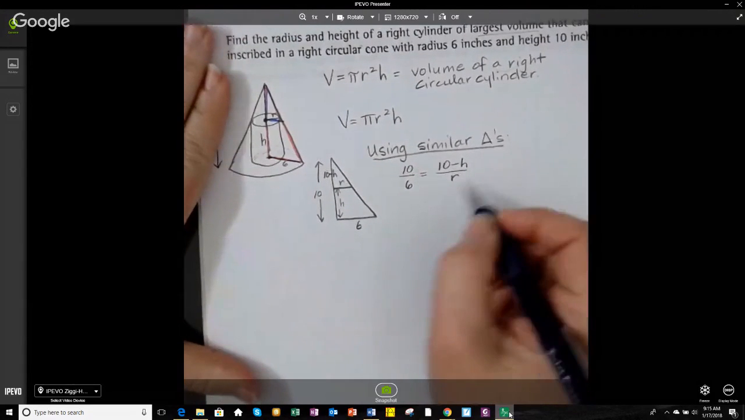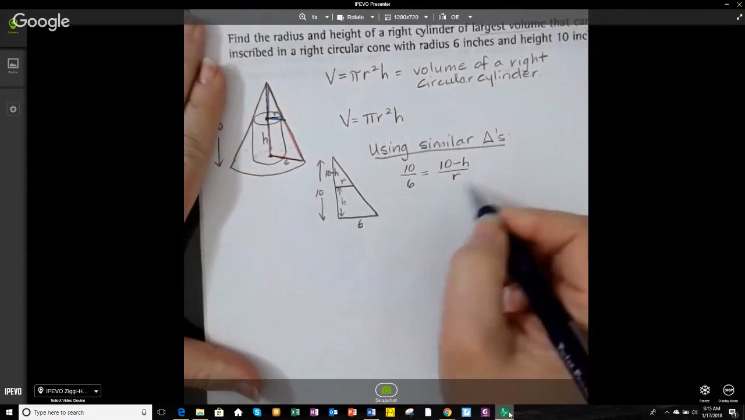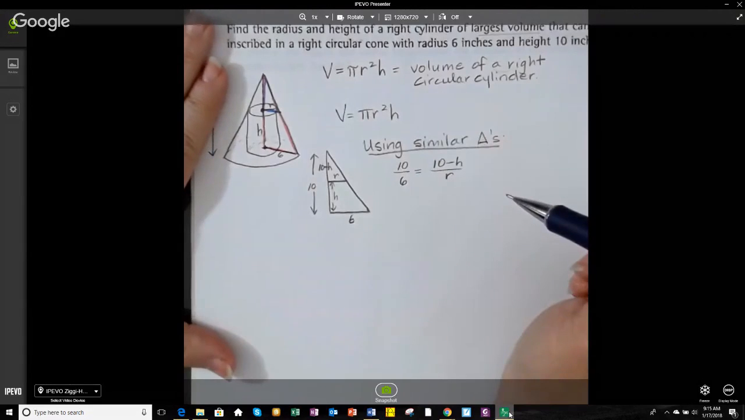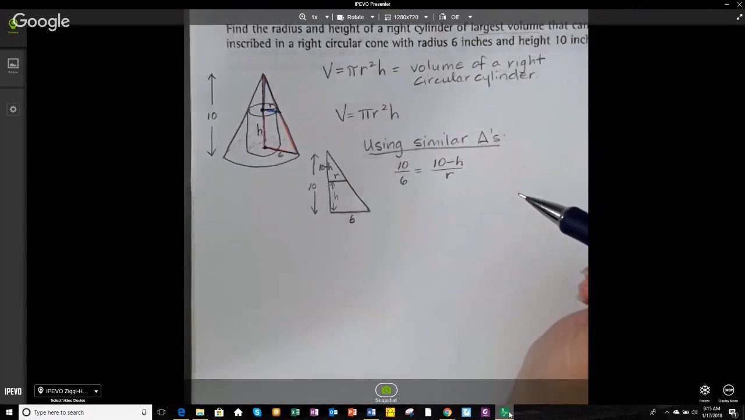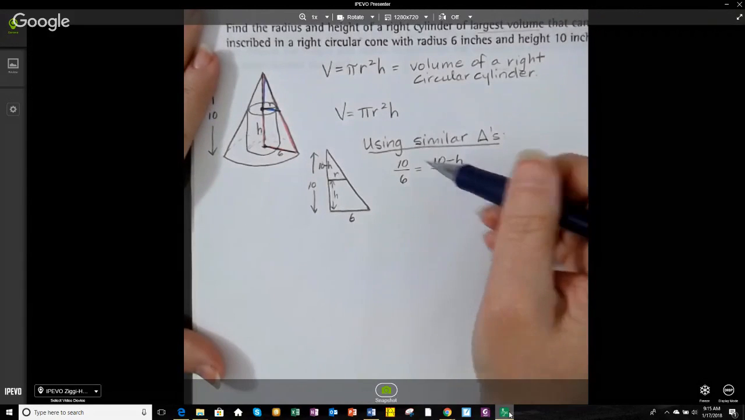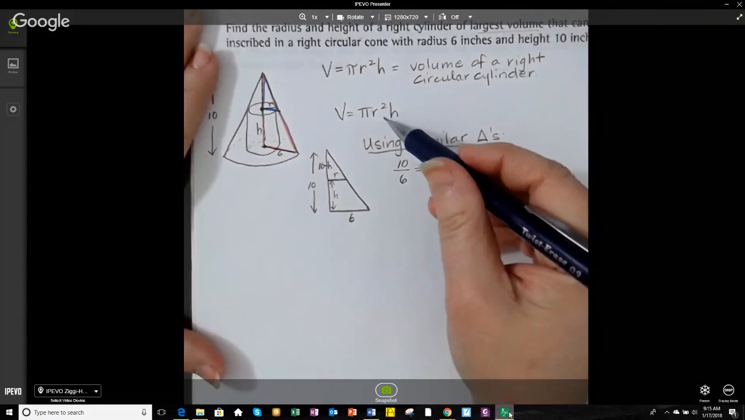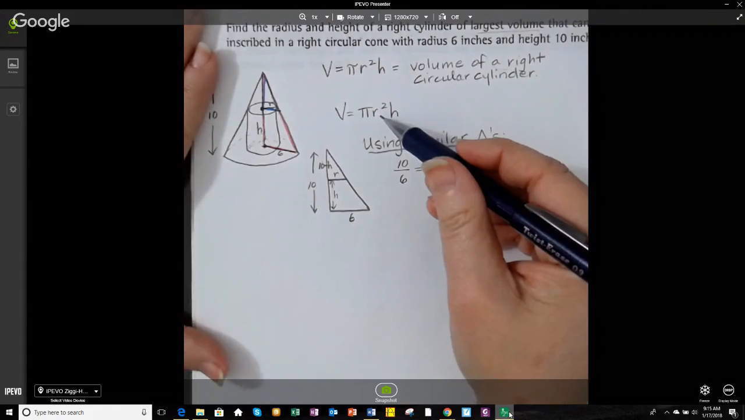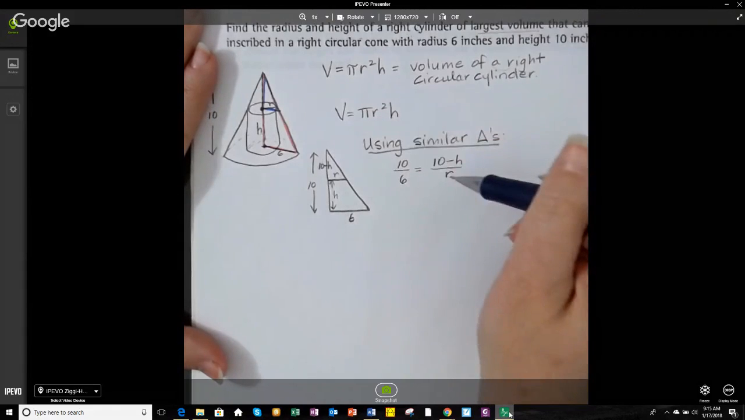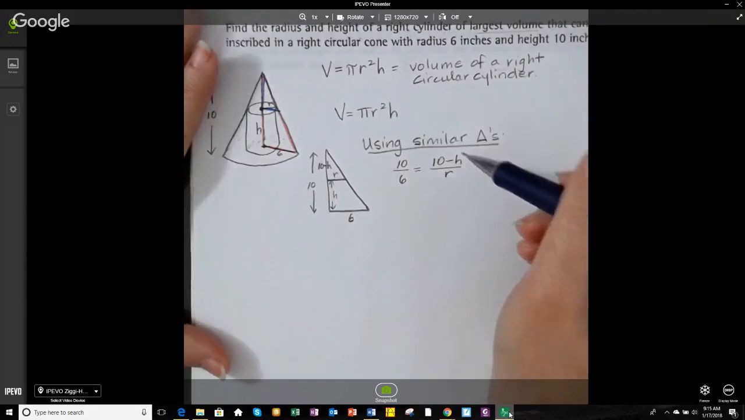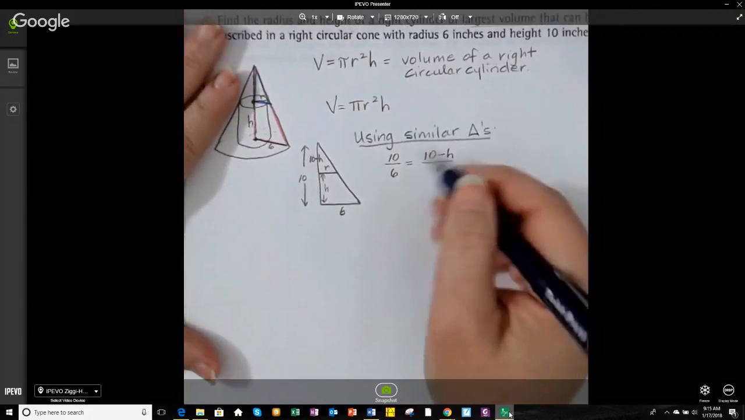Now I have a relationship between h and r that I can use to substitute into the equation pi r squared h. There's an easy way to go, and a more difficult way. If I were to solve this equation for r and plug it in here, I'd have to square whatever it is when I plug it in. So I would like to avoid the squaring. I want to solve this equation for h because I don't have to square whatever I put in for h. All right, so let's take this equation and cross multiply.